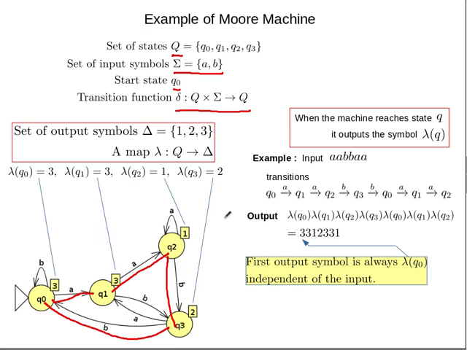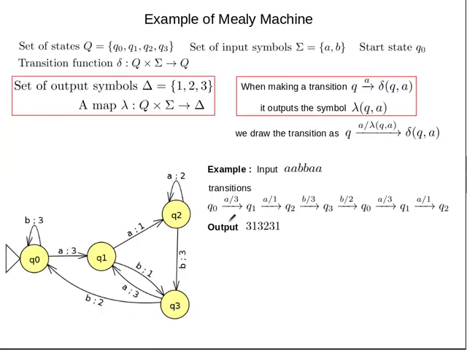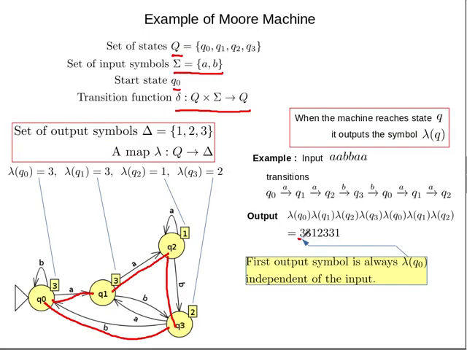Now as I said, if you are in Q0, you immediately output this thing. As you are processing this input, you are also emitting the output. So when you haven't started processing anything, you are in Q0, the start state, and you haven't seen any symbol yet. Since you are in Q0, you emit this lambda of Q0.